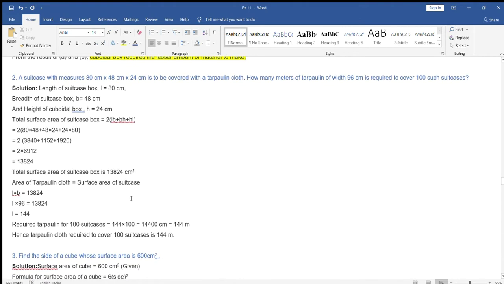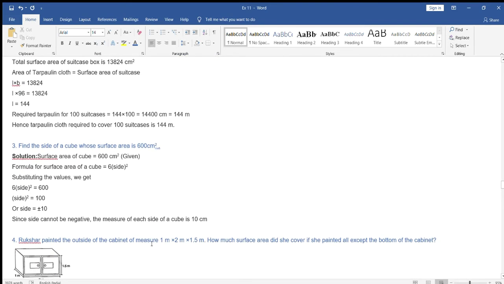Now whatever the total surface area is, it is equal to the area of the tarpaulin cloth. The total surface area equals the surface area of the suitcase. For the tarpaulin cloth, how do we find the area? L into B. L is unknown, B is known to us. So from here we find the length of tarpaulin cloth required to cover one suitcase. But here the question asks for 100 suitcases, so we multiply that length by 100. So we find the tarpaulin cloth required to cover 100 such suitcases.